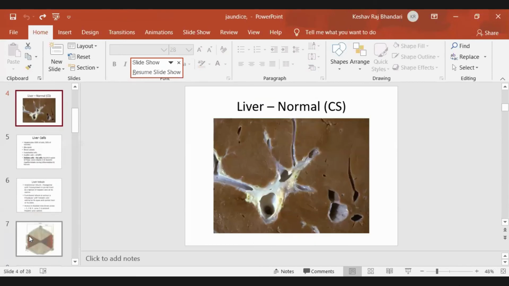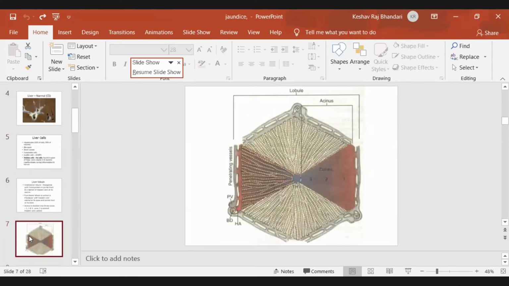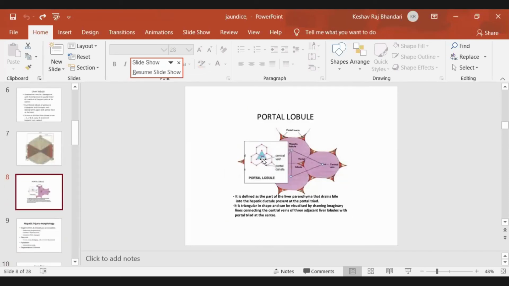So I'll revise it. Liver cell, liver lobule. There are three types of lobule: anatomical lobule, functional lobule, and portal lobule. I've shown you all three. This is an anatomical lobule, hexagonal. This is a functional lobule. It has got three zones, and this is a portal lobule, which has got this triangle connecting the central veins of three anatomical lobules. That is the portal lobule.